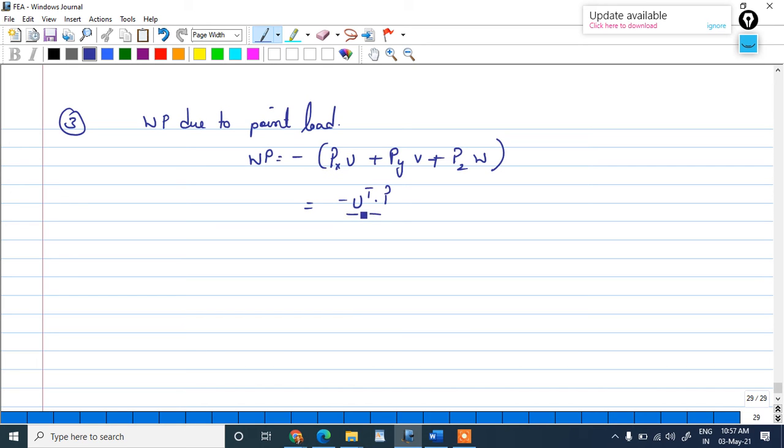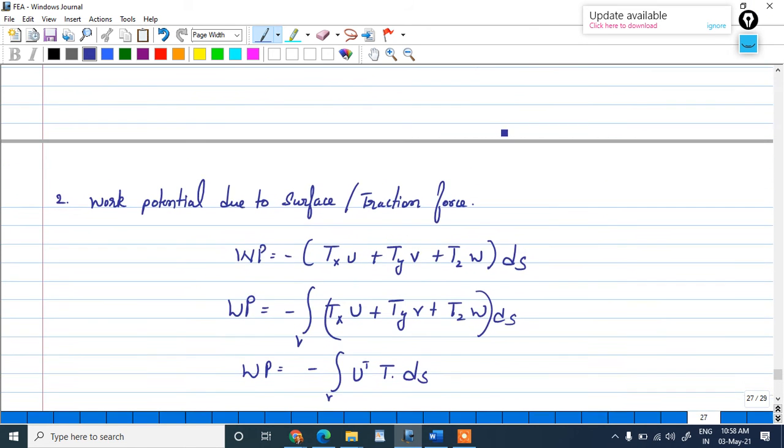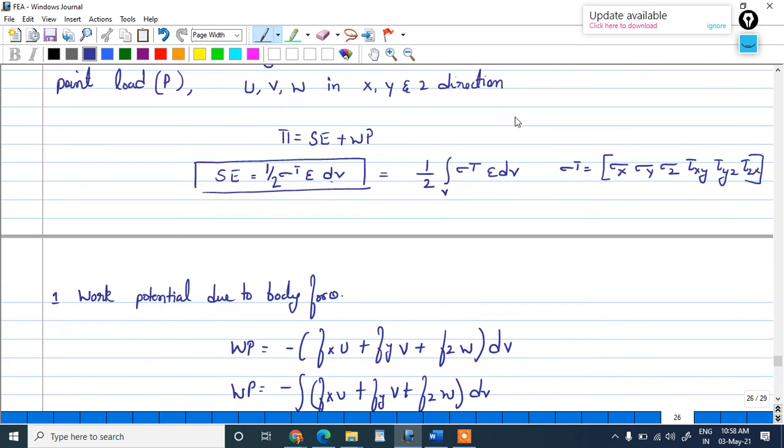Okay, so here I can write this entirely as work potential is equal to minus summation of u transpose i and p i. What is this i? i represents the number of point loads. So if I combine this 1, 2, 3 in the given equation, if I scroll down, you can see that we have identified the second part.